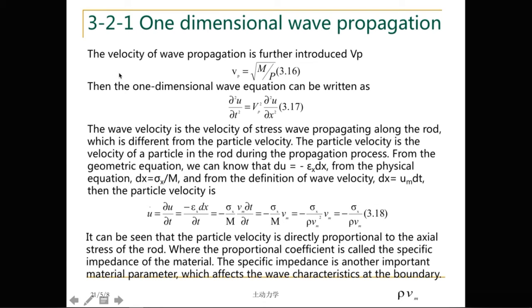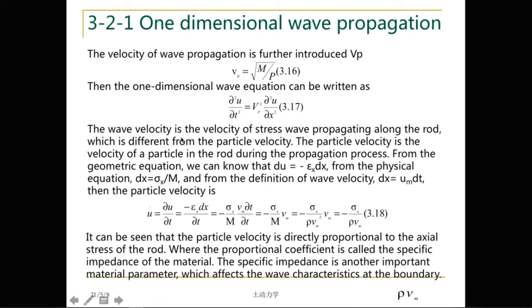Here, the velocity of the wave propagation is further introduced, Vp. Vp is equal to the square root of m over rho. Then the one-dimensional wave equation can be written as d squared u over dt squared equal to Vp squared times d squared u over dx squared.